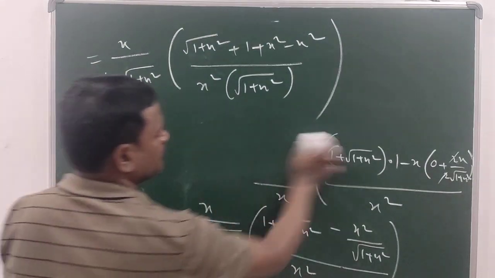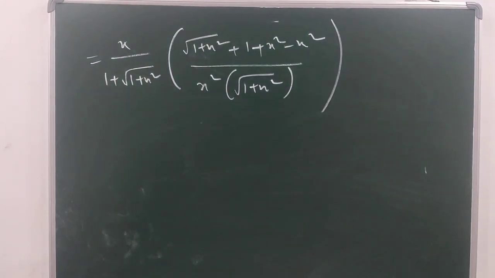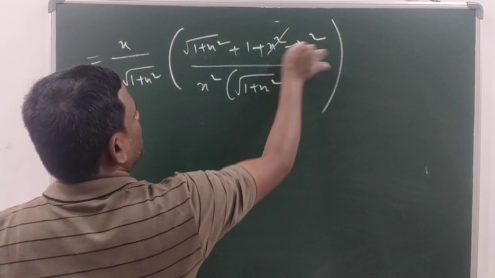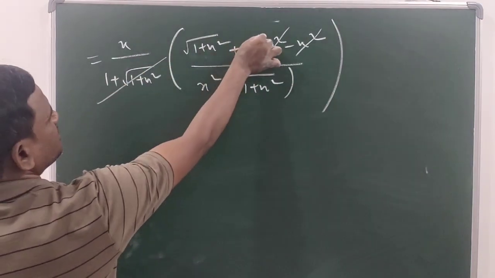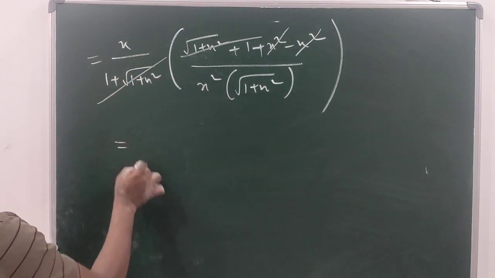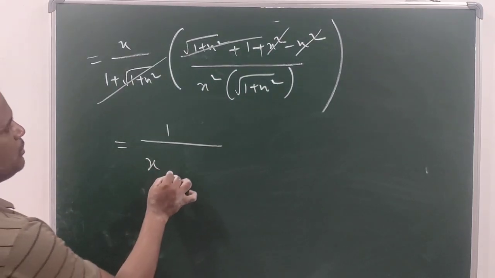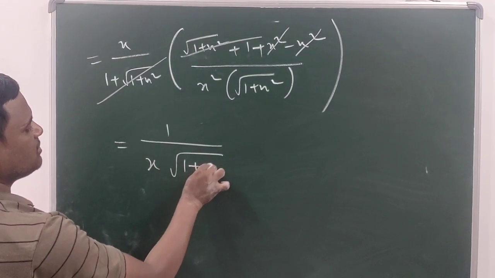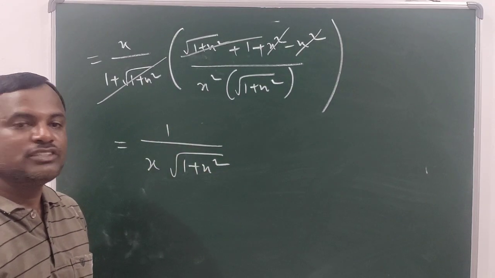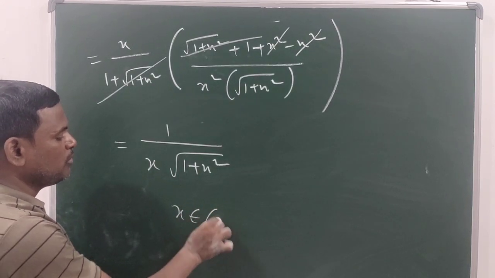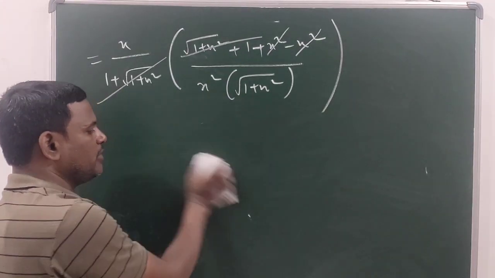Now simplify that. What do you get here? These two get cancelled. Now what is left? 1 plus root 1 plus x square, and these two will get cancelled. And 1x I am cancelling with this 1x. So what is left finally? 1 by x plus root of 1 plus x square is the derivative of cosec h inverse of x. Observe that x belongs to 0 to infinity. Okay students, like this you have to find its derivative.